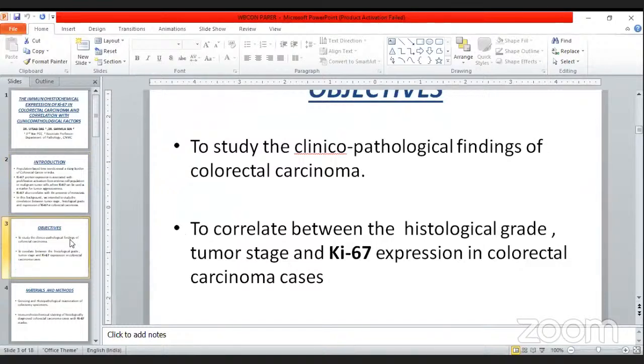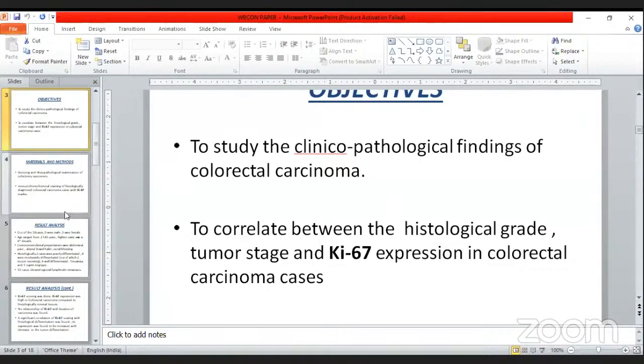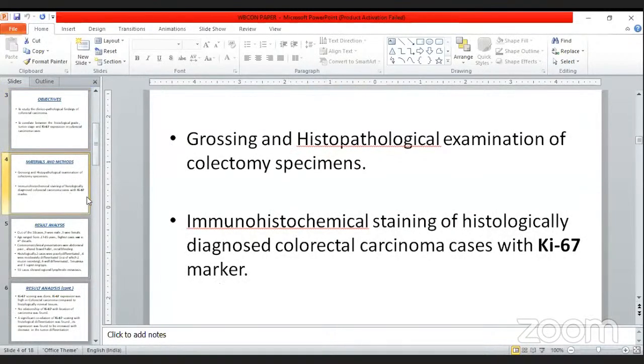The objectives of my study were to study the clinico-pathological findings and to correlate the histological grade, tumor stage, and Ki67 expression in the cases. In materials and methods, first the grossing and histopathological examination of the colectomy specimens in our college was done, and then immunohistochemical staining of the histologically diagnosed cases with Ki67 marker was done.